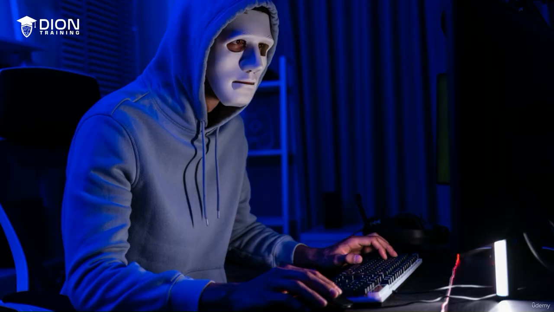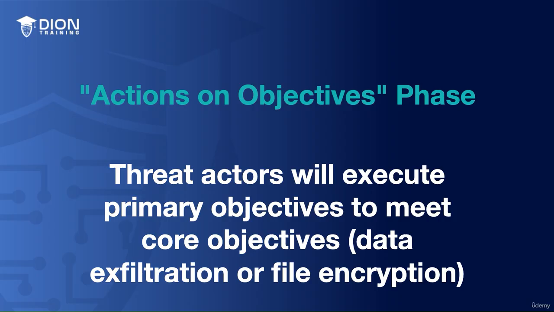But even if these premium targets remain elusive to the threat actor, they're still going to try to compromise as many additional workstations as possible to continually expand their permissions and footprint across your network. Now, once they've established a stronghold, the threat actor will then transition into the action on objectives phase of their attack. During this phase, the threat actor will execute their primary objectives, whether that's data exfiltration, file encryption as part of a ransomware attack, or any other malicious activities that might help them meet their core objectives.